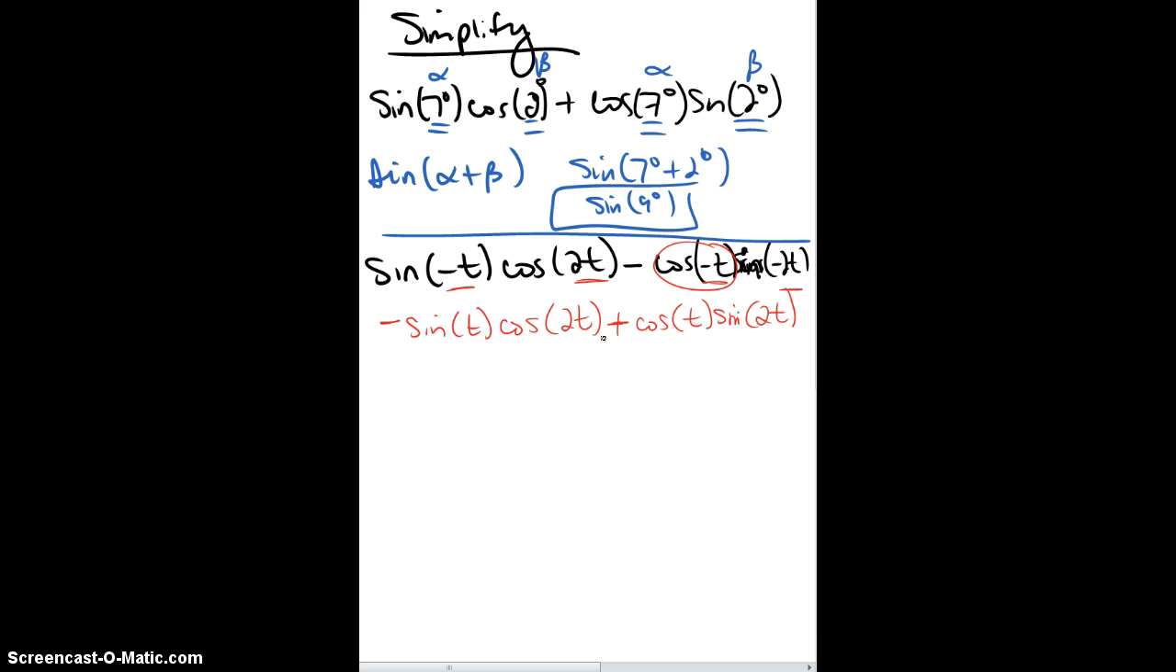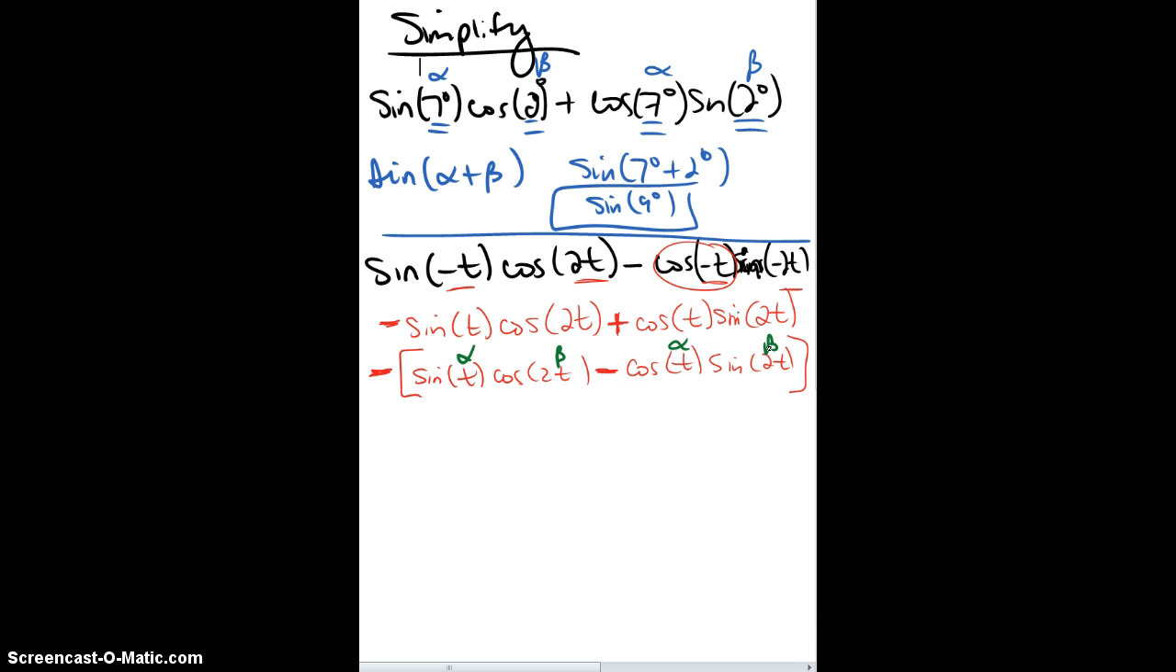Now when I look at this, it still doesn't match the trig identity because none of our trig identities have a negative up front. So we need to factor that negative out. I get sine of t, cosine of 2t. Now this is positive, so when I pull a negative out, there's actually a negative left there. You can see my negative would distribute, so I factored correctly. Now here's my alpha, here's my beta, here's my alpha, here's my beta.